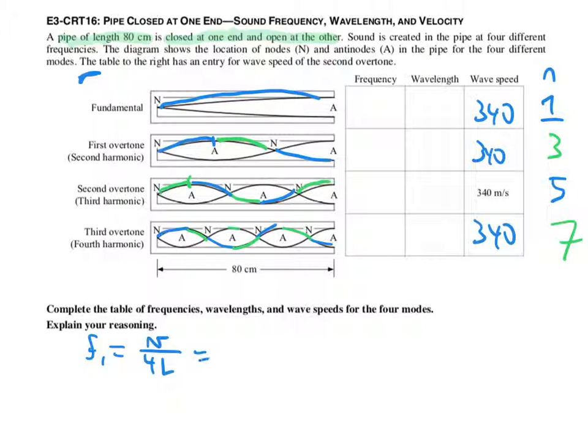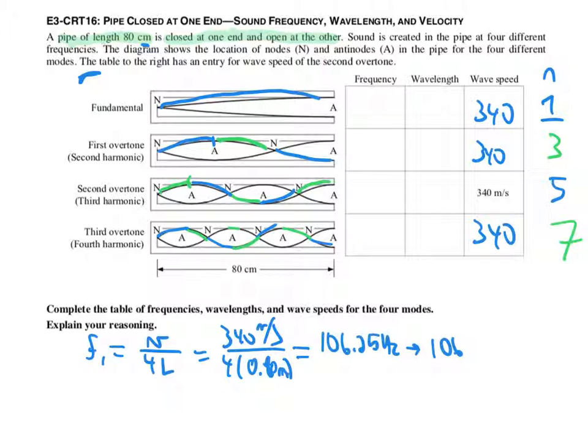That lets me go down here and say that the fundamental frequency would be 340 meters per second over 4 times the length. Now, to be careful, because we have centimeters but we need to be in meters if we want it to be the same as our velocity. And so this turns out to be 106.25 hertz, which, with our precision, is 106.